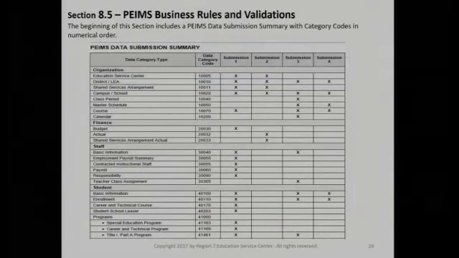The 8.5 business rules and validations lists the category codes in numerical order. So here, these are in numerical order. And again, it tells you what submission. I can't tell you how many charts we have in the TEDs about when to submit, which I think is great, but it gives it to you in every kind of format you could want. Now, this is not load order. This is going to be just category code numerical order.